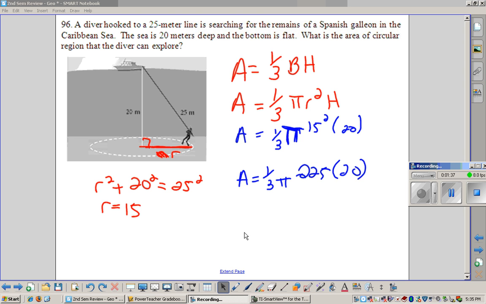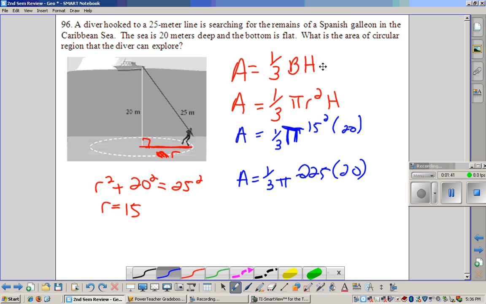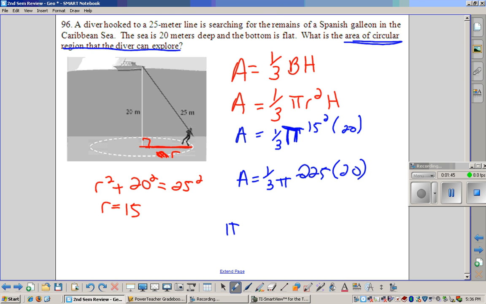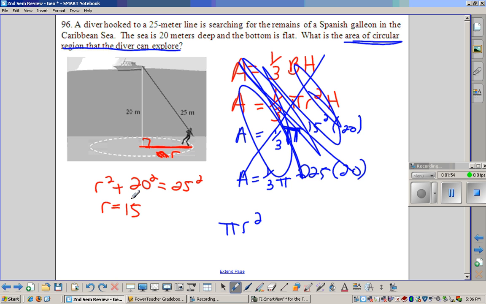So at this point, I now realize that I didn't read the question correctly, because it says, what is the area of the circular region that he can explore? That's just a circle, pi times r squared. I spent all that time trying to figure out the cone, and it didn't really matter. There is no cone. It just wants to explore the floor. So that's 15 squared times pi. That's 225 pi, and that is the answer.